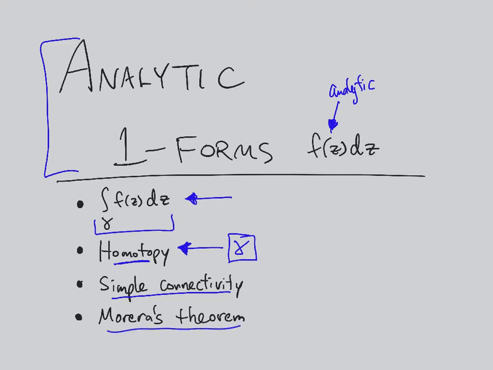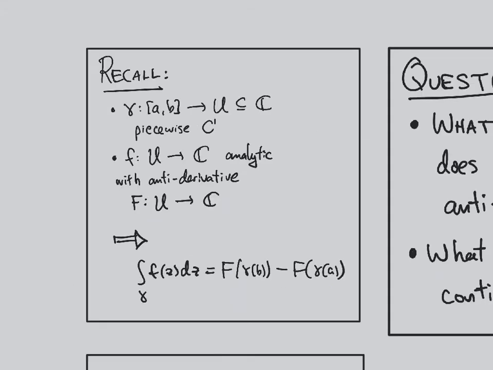And then last we'll talk about Morera's theorem, which is a way to characterize analytic one-forms in a manner that only initially requires continuity of the function f above and a condition that the integral of f along all triangles equals 0. First, let's review something we've already done.